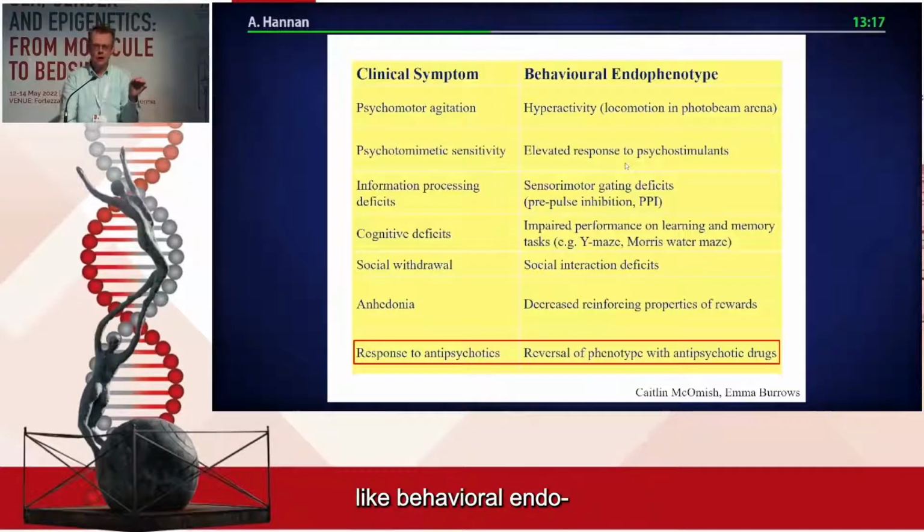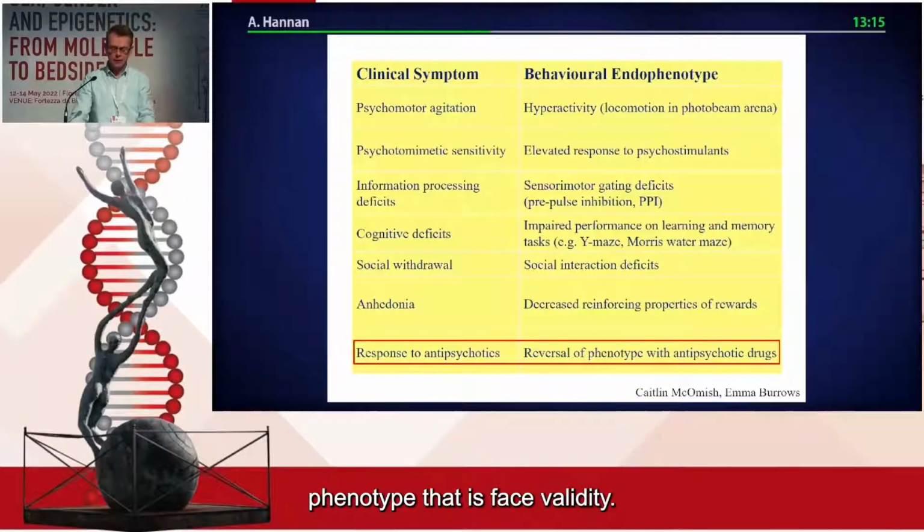these schizophrenia-like behavioural endophenotypes, that is face validity. On the left are the clinical endophenotypes of schizophrenia, and these are nicely aligned, so we have good face validity. And at the bottom, with the antipsychotic drug clozapine, we've been able to show predictive validity.